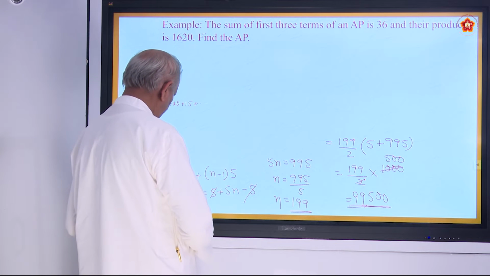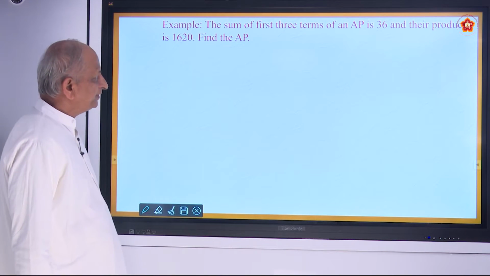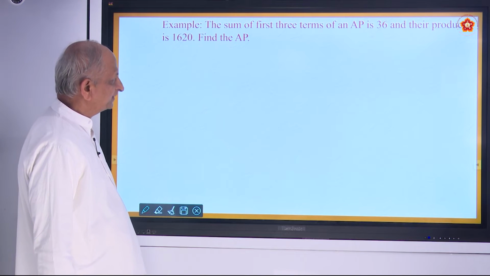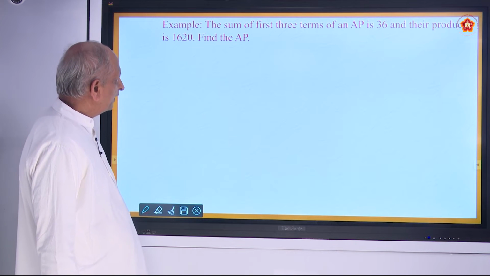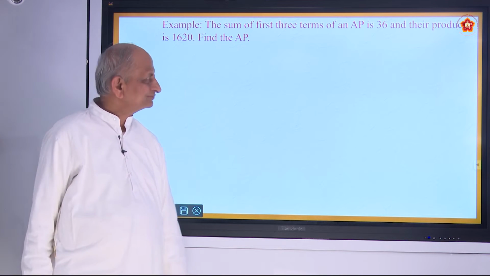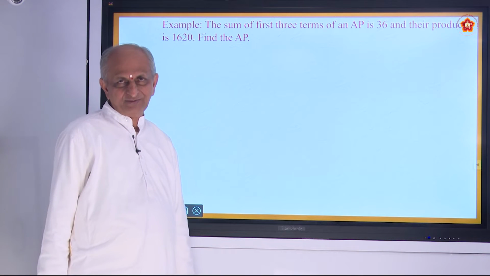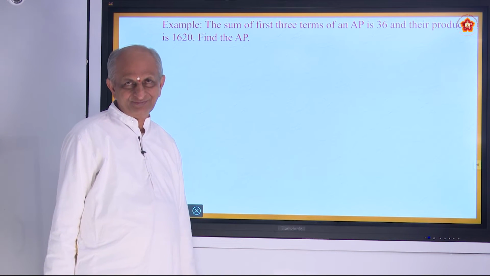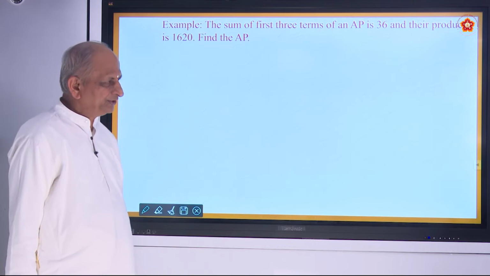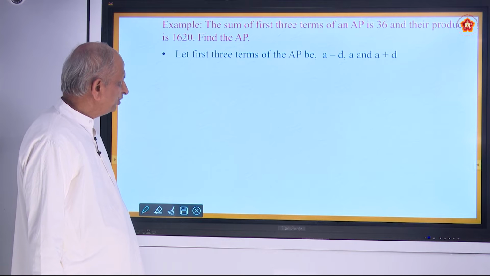Okay, now we will pass on to the next question. Sum of first 3 terms of an AP is 36 and the product is 1620. This is a very tricky question. Find the AP. 3 terms they are telling, you don't know which you have to take. So this is a very clever question. So we will answer in a very peculiar way.